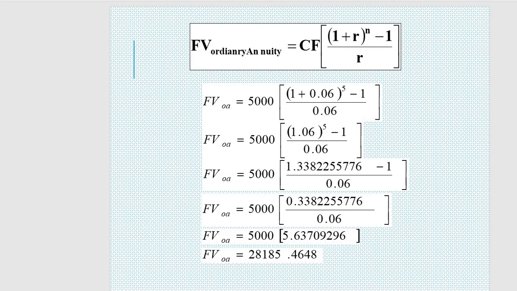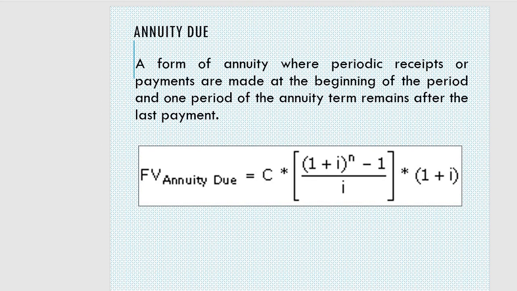Step-by-step calculation shown there. Now let's look at an annuity due. Now we said the payments are being received at the beginning. Which means the first payment, if it's in that question we are looking at, is happening at the beginning of period 0. So it's a form of annuity where periodic receipts or payments are made at the beginning of the period, and one period of annuity term remains after the last payment.